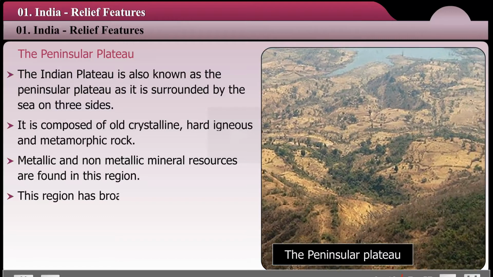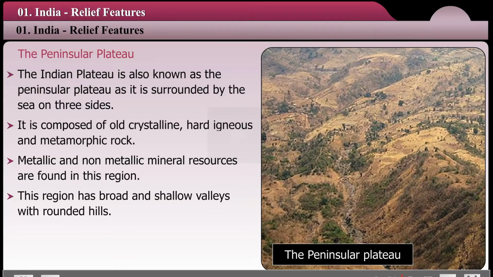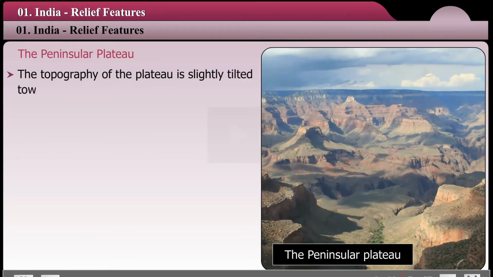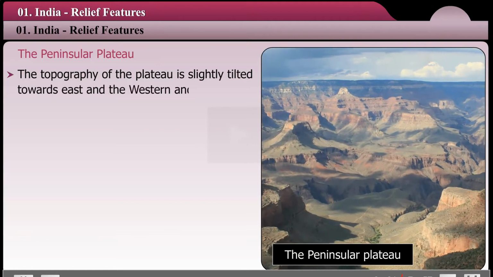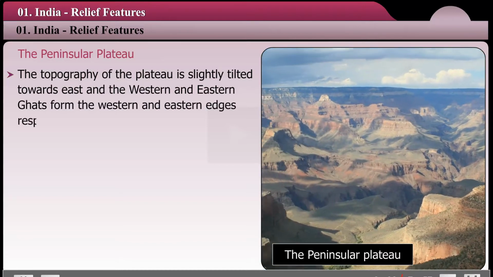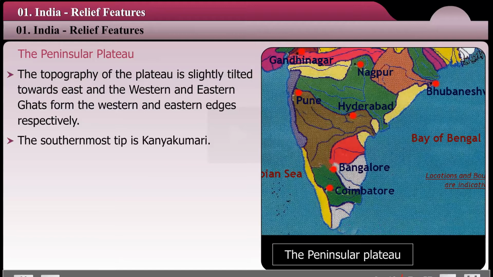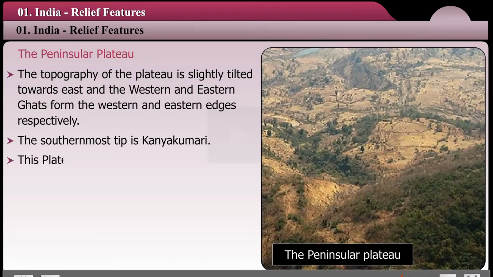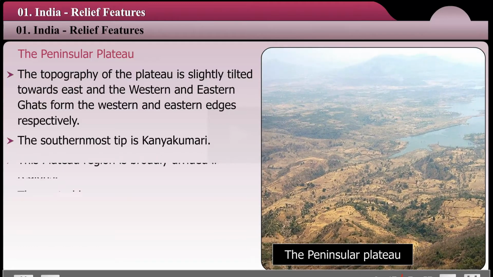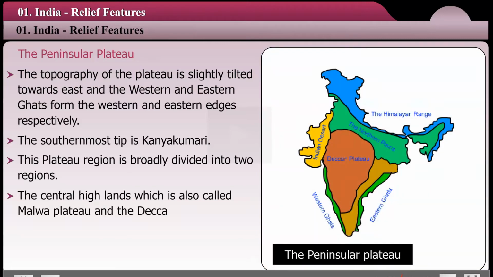This region has broad and shallow valleys with rounded hills. The topography of the plateau is slightly tilted towards the east, and the Western and Eastern Ghats form the western and eastern edges respectively. The southernmost tip is Kanyakumari. This plateau region is broadly divided into two regions: the Central Highlands, which is also called Malwa Plateau, and the Deccan Plateau.